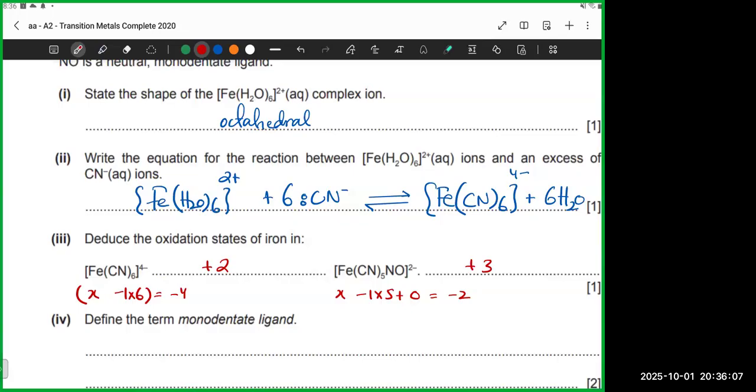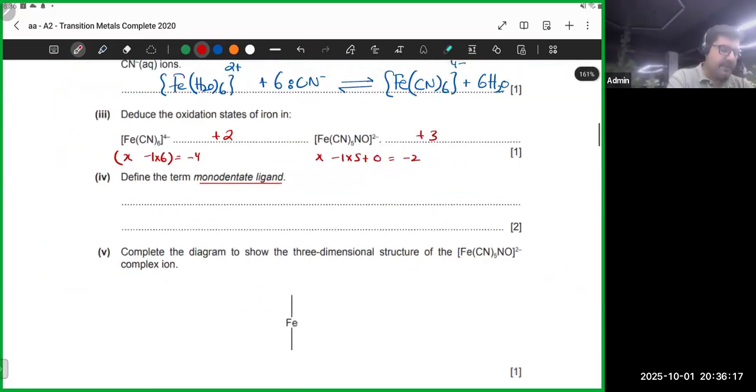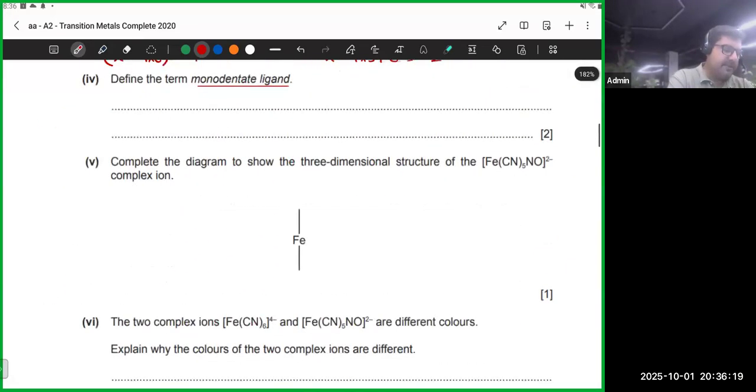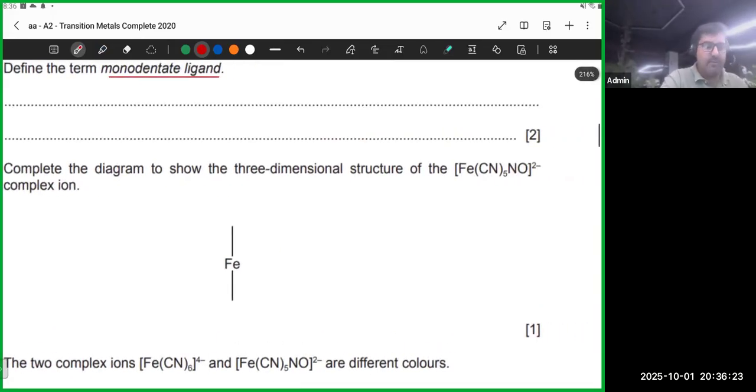Yes, sir. As I define the term monodentate ligand, what's a monodentate ligand? It's a ligand that will form only one dative bond in a metal complex. He's asking you to show the three-dimensional diagram for Fe(CN)5NO. So you can do that. It's an octahedral complex. So one bond on this side, one on this side. You got it.